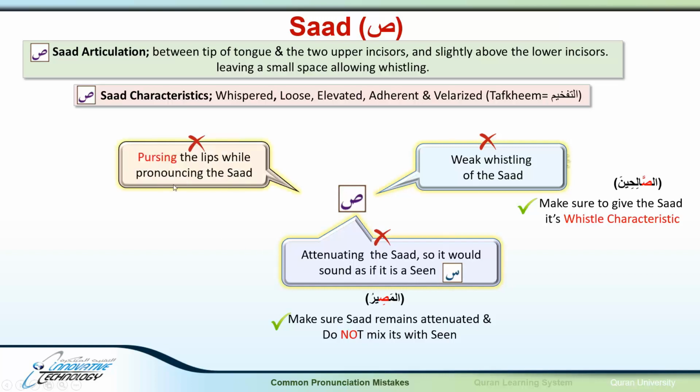The third mistake is pursing the lips while pronouncing the sad. الصالحين. So, as if there is a sad followed by an O. And this is wrong. This is sa. And the proper way of pronouncing it is like this: الصالحين. As-salihin, not so, but sa. So you avoid pursing the lips upon pronouncing the sa.